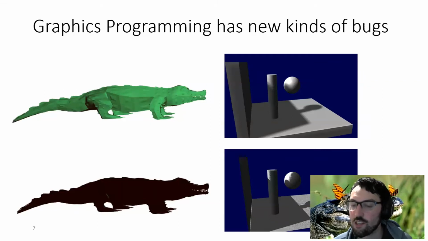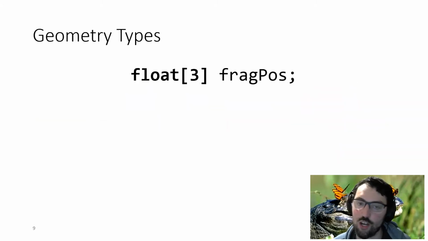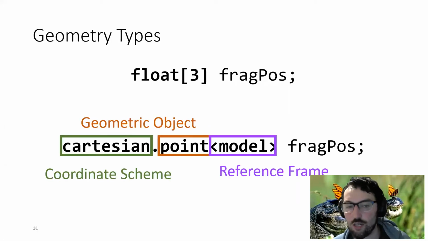What we propose is that there's a specific kind of bug that shows up frequently and is pervasive in graphics programming, called a geometry bug. And we propose that these geometry bugs can be caught with something called a geometry type. So what is a geometry type? A geometry type is when we take a simple type, say a three-dimensional vector, and we describe how to represent the object geometrically. For example, we might represent a position or a point in Cartesian space in the model reference frame. In total, a geometry type consists of a coordinate scheme, a geometric object, and a reference frame.